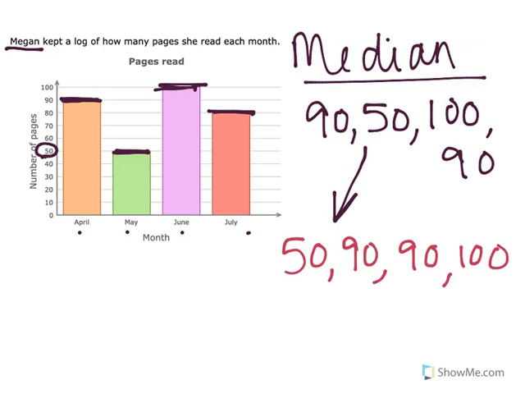When I do this, I see that I have 50, 90, 90, and 100. I know that if I have an even number of pieces of data, like the 4 pieces of data that I have here, I will need to find the mean or the average of the middle 2 numbers. However, luckily for us in this case, both numbers in the middle are the same number. Therefore, the median is 90 pages.